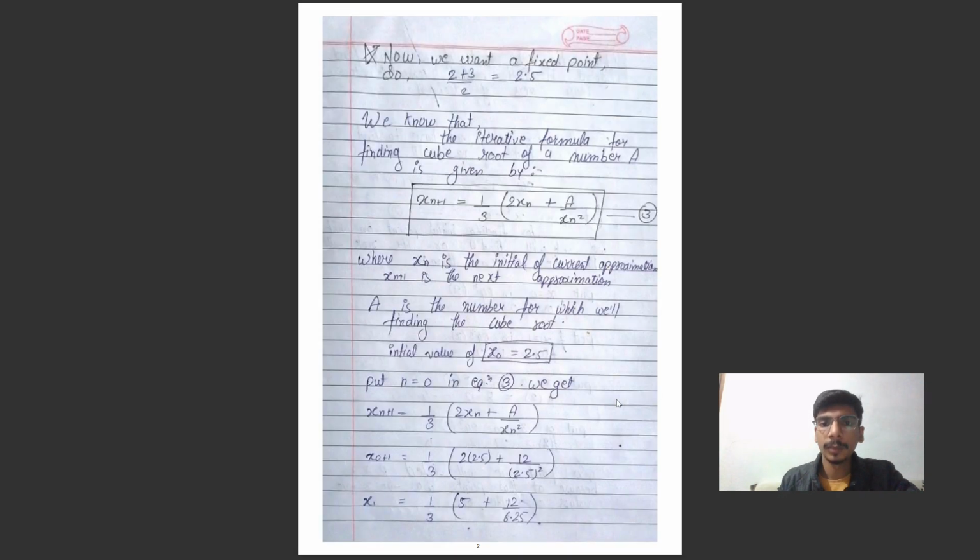Now move further. We want a fixed point. This method name is fixed point iteration, so we need a fixed point. We can't do iteration on the 2 points 2 and 3, so we will get a point between 2 and 3. So we have got the point 2.5. As we noted, the iterative formula for finding cube root of a number a is given by x(n+1) is equals to 1 by 3 into 2xn plus a upon xn square.